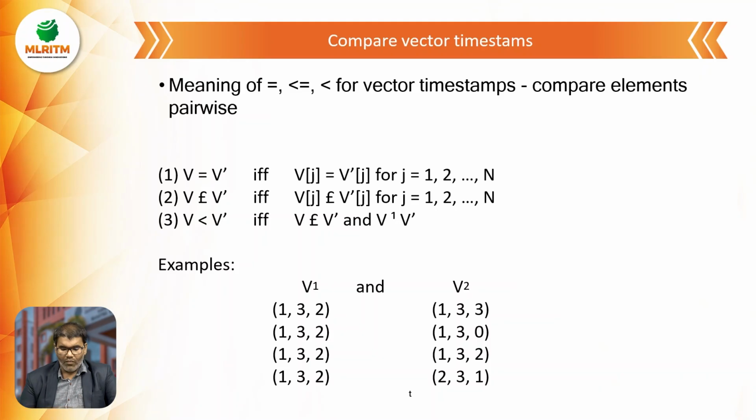For example, v1 and v2, sending and receiving the messages: 1 comma 3 comma 2 and 1 comma 3 comma 3. From here to here 1 is incremented, so 1 comma 3 comma 2 plus 1 gives 1 comma 3 comma 3. Then 1 comma 3 comma 2 and 1 comma 3 comma 0, 1 comma 3 comma 2 and 1 comma 3 comma 2, and 1 comma 3 comma 2 and 2 comma 3 comma 1. Like this is the comparison of vector timestamps.